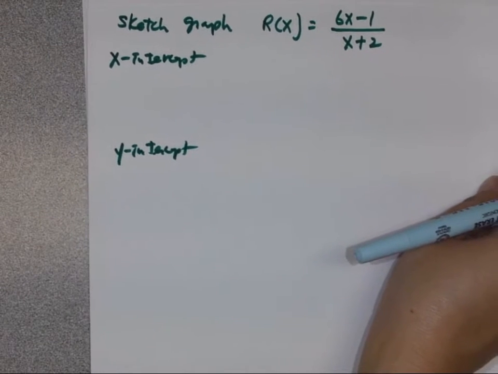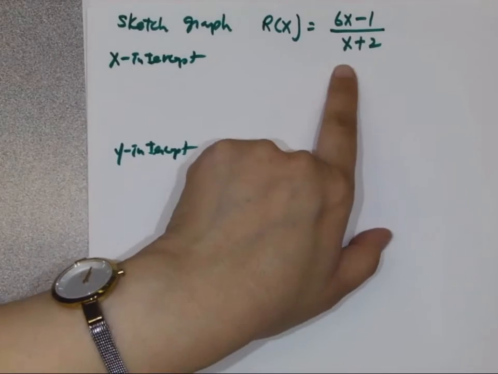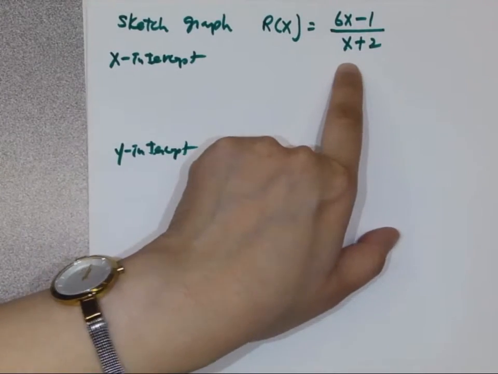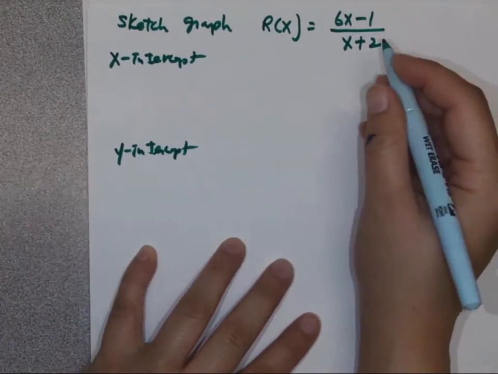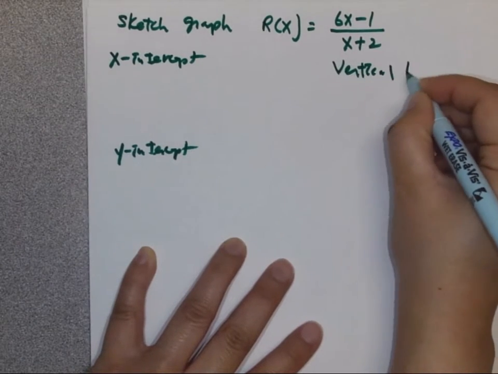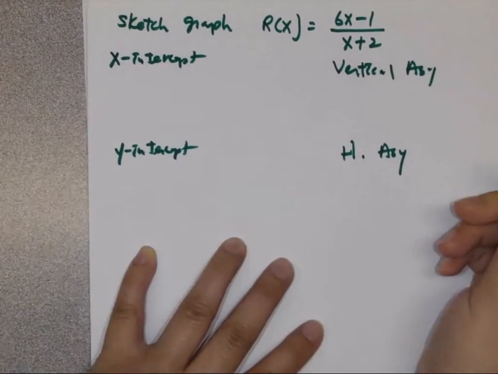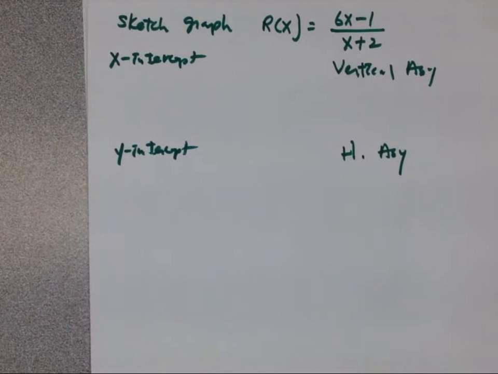Vertical and horizontal and slant asymptote. Does it have a slant for this one? No, because the top is not 1 degree higher than the bottom, right? So we will have vertical asymptote and horizontal asymptote for sure. No slant because top is not 1 degree higher than the bottom.